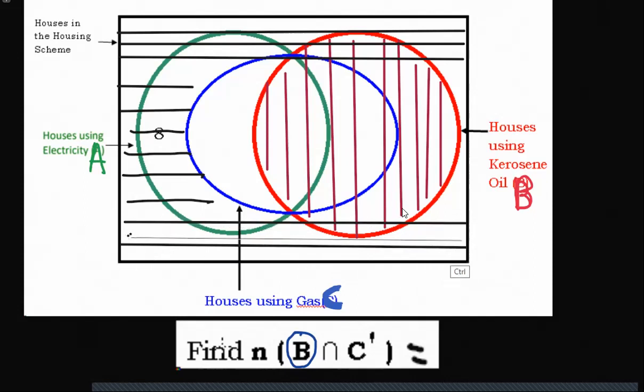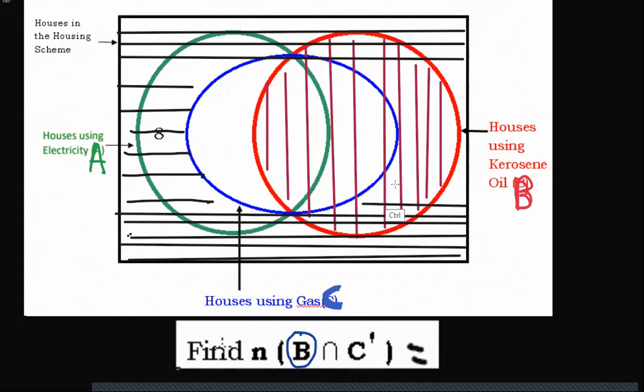You can use the pencil for this task. Don't do this in the main diagram. You can do it in a rough figure, or you can copy the diagram once again. Or else you have a diagram in your question paper too. You can use that too. All right. So now what did we do? We did color B with vertical lines and C complement, that is outside C, with horizontal lines.